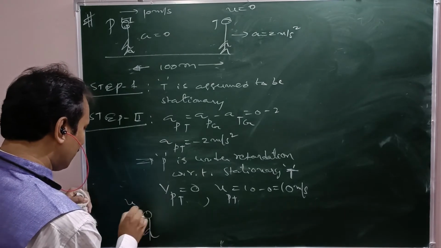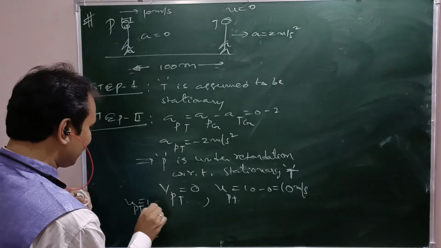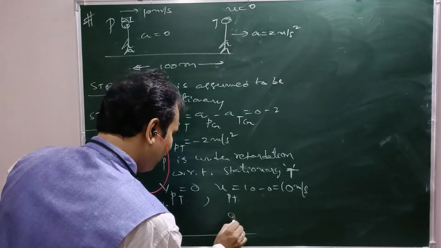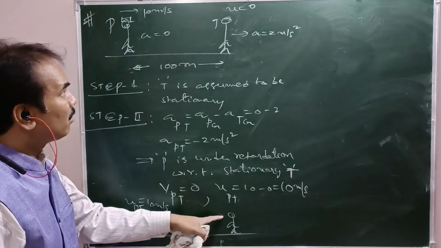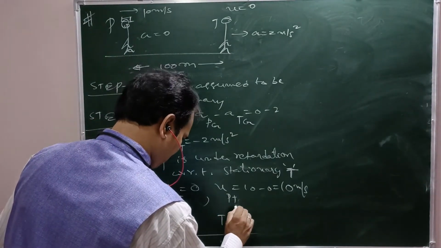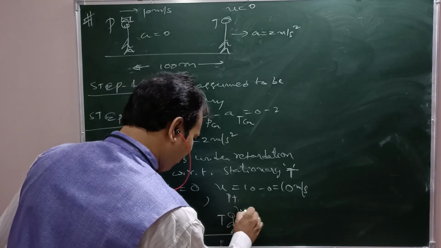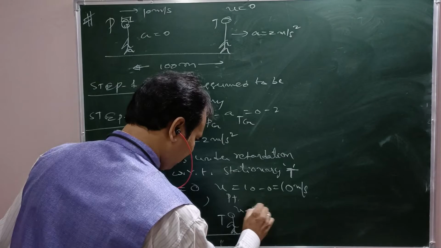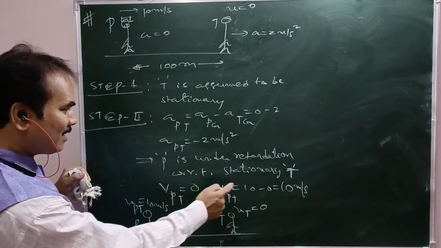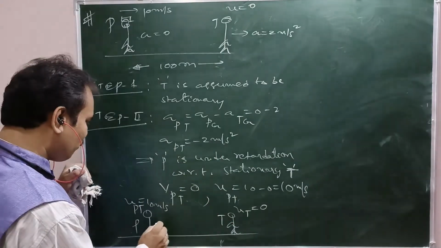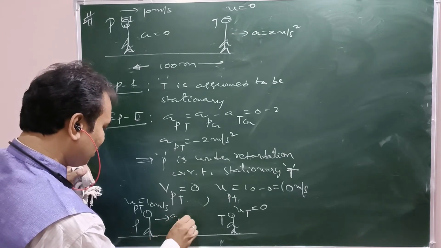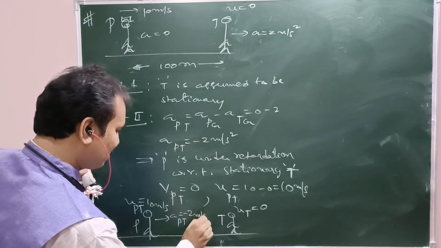See, the policeman with respect to the thief has 10 meters per second, right? So here is the stationarily assumed thief, whose velocity is 0, that is u thief equal to 0, right? But he is under retardation. What is the retardation of the policeman here? Minus 2 meters per second squared, for the policeman with respect to the thief.